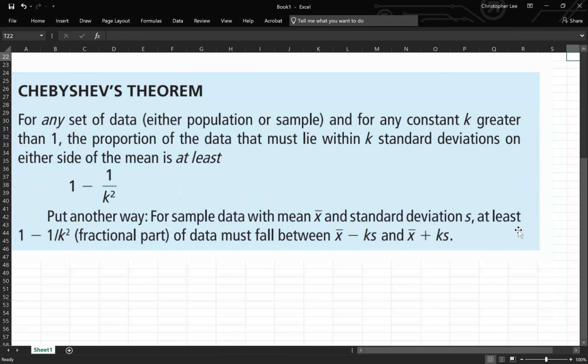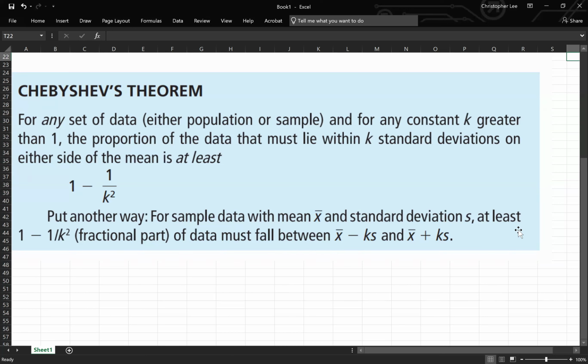Chebyshev's theorem: for any set of data, either the population or the sample, and for any constant k greater than 1, the proportion of the data that must lie within k standard deviations on either side of the mean is at least 1 minus 1 over k squared. Put another way, for sample data with mean x bar, our sample mean, and standard deviation s, our sample standard deviation, at least 1 minus 1 over k squared of the data must fall in the range from x bar minus k standard deviations to x bar plus k standard deviations.